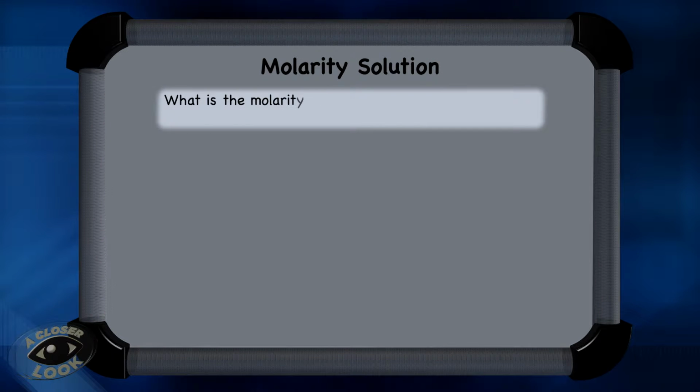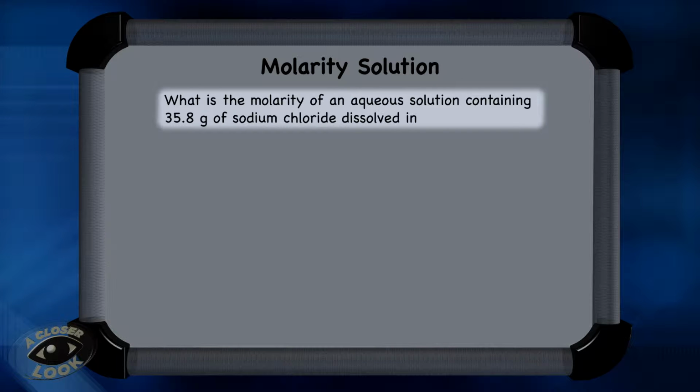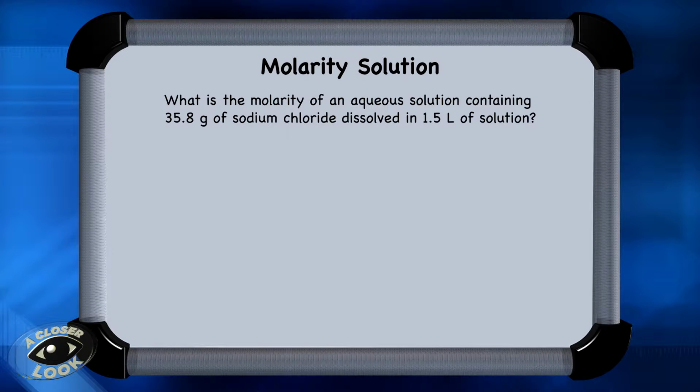What is the molarity of an aqueous solution containing 35.8 grams of sodium chloride dissolved in 1.5 liters of solution? Since molarity is a representation of the concentration of a solution in terms of the moles of solute divided by the liters of solution, the first thing we do is convert the 35.8 grams of sodium chloride to moles of sodium chloride. And since a conversion is necessary, a dimensional analysis conversion chart will help.